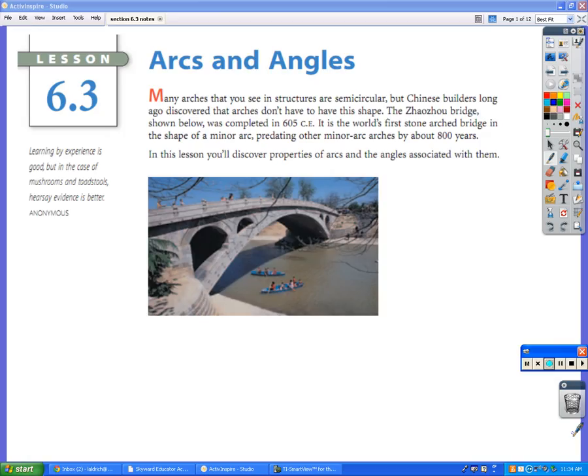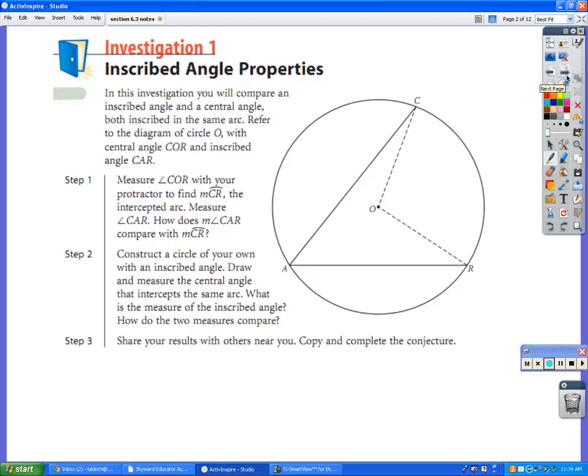So whoever figured out how to make that bridge not only made a bridge that has been in functional use for almost 1,400 years, so that's pretty cool, but they also beat everybody else on the planet by about 800 years. So that's some smart stuff right there. Okay? All right, maybe there's been some time travel involved. All right, in this lesson you'll discover properties of arcs and the angles associated with them.